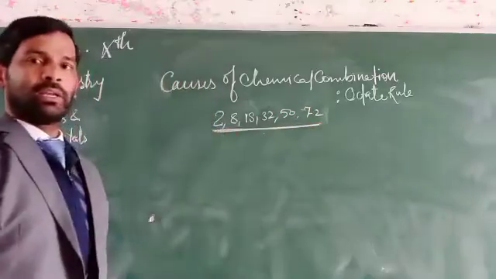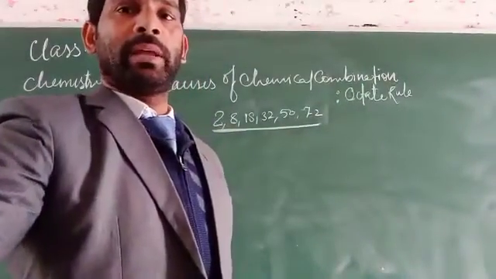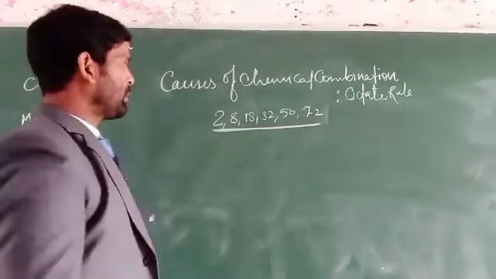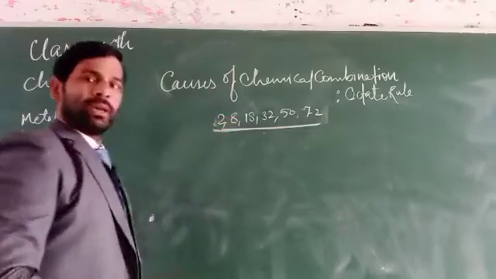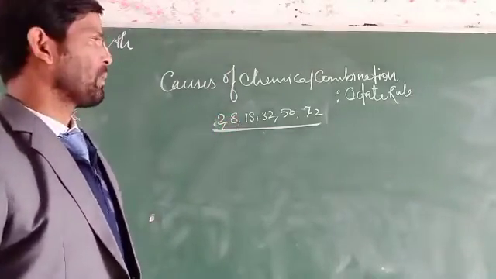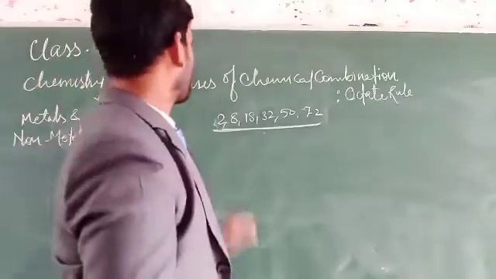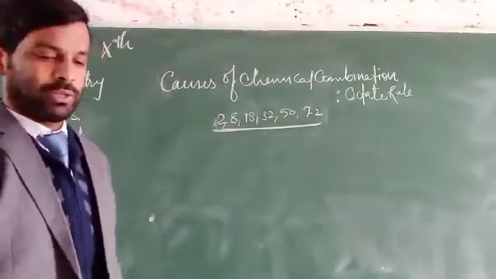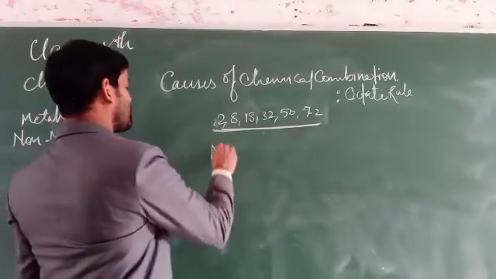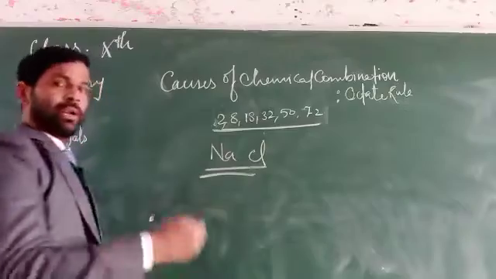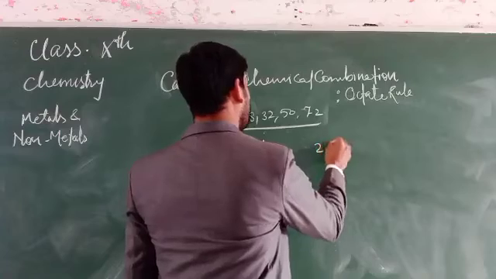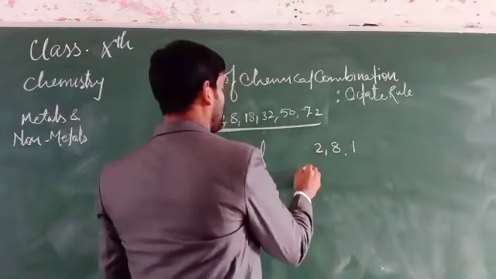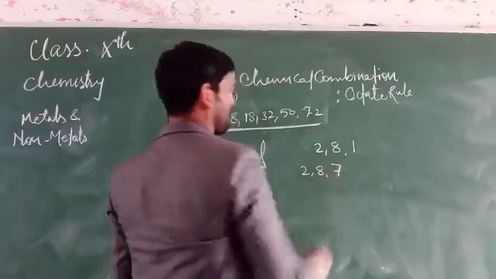If any atom or element has such a structure, it will not react further with others. So for completing their octet, any atom or element can combine with one another. That is the cause of chemical combination. Suppose there is sodium chloride, why does sodium chloride get bonded? Because sodium has 2, 8, 1 electrons and chlorine has 2, 8, 7 electrons.